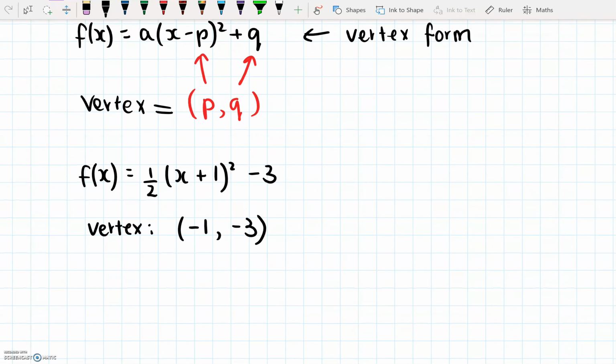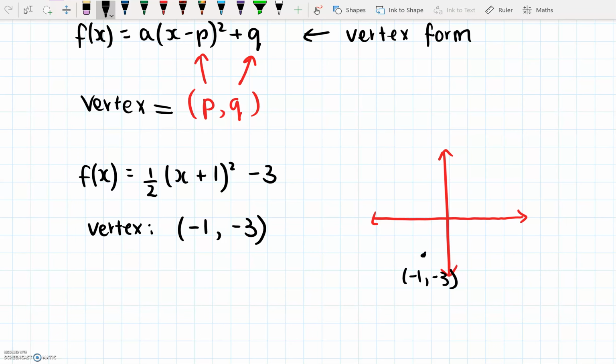Now we can also sketch this. So if we start with a nice set of axes, hopefully you can draw straight lines a little better than me, you can use a ruler. Okay, we have a set of axes like this. You need to think about where the vertex is first. So our vertex is at (-1, -3), so down here somewhere.